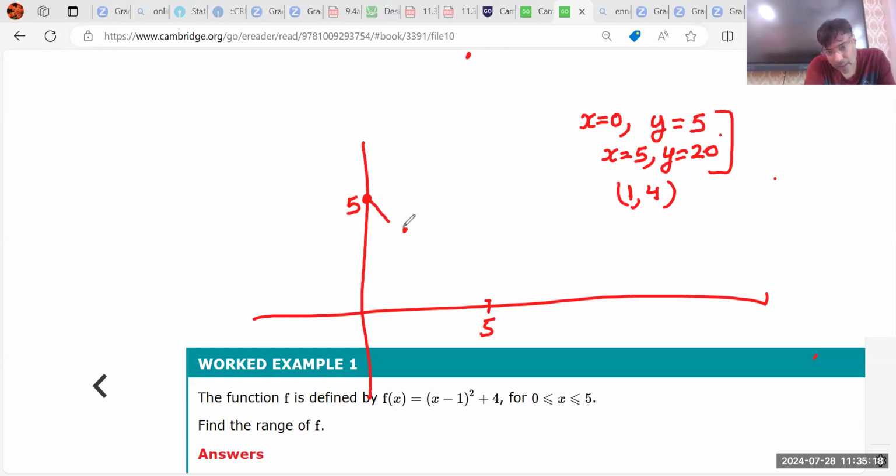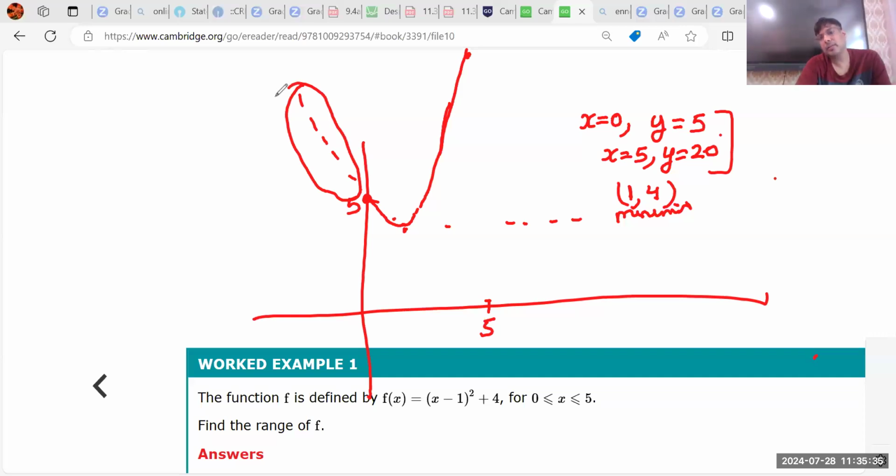So the graph, this will be the minimum point. So the parabola will be something like this. Now why I have marked it in dotted? Because this is not in my domain. एक बार डेस्मोस पे देखें सेम चीज.